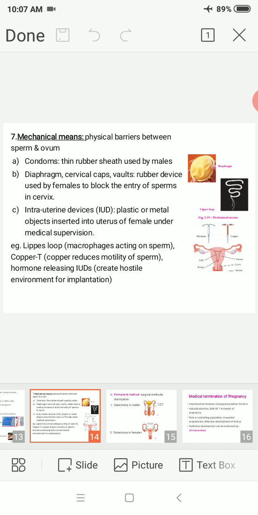Now the third one, intrauterine devices, IUDs. These clinical devices are plastic or metal objects. A doctor or trained nurse places the IUDs into the uterus. These devices include the lippes loop and copper releasing devices, used as intrauterine devices.